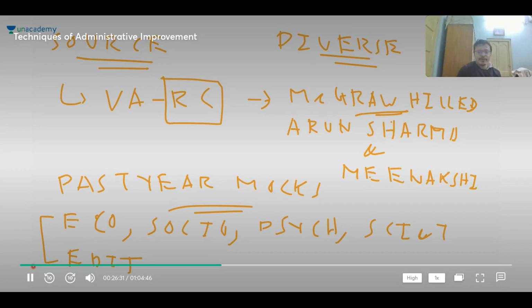So what is the best way to prepare from diverse sources? In past year mocks, the person or the institute setting the mock will always ensure that they give you a diverse set of passages in that particular mock, so that automatically you get passages from different types. Also, the level of difficulty would anyway be varying.